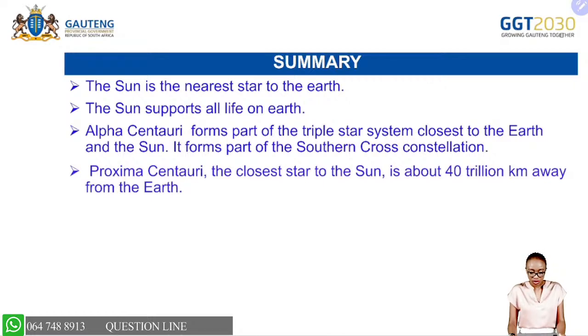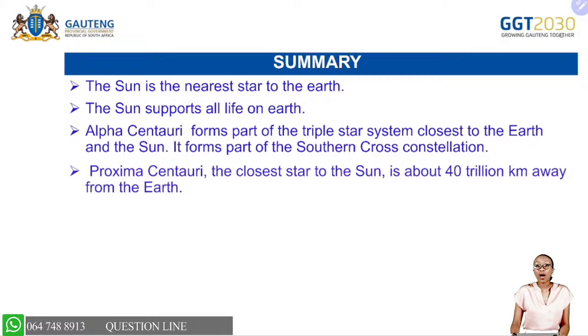Now, Proxima Centauri is the closest star to the sun, which is about 40 trillion kilometers away. Well, it is the closest, but not the closest visible star. It is 40 trillion kilometers away from the Earth, which is quite a massive distance, isn't it? It is very far, and Proxima Centauri forms part of the triple star system, which consists of Alpha Centauri A, Alpha Centauri B, and Proxima Centauri. And these stars are the pointers that make part of the Southern Cross constellation.